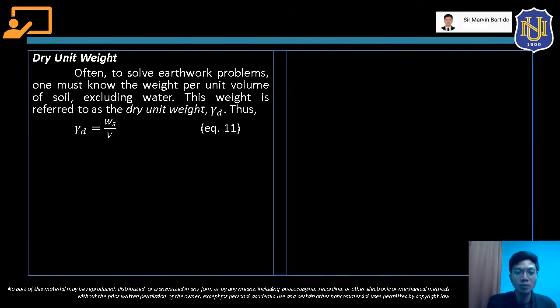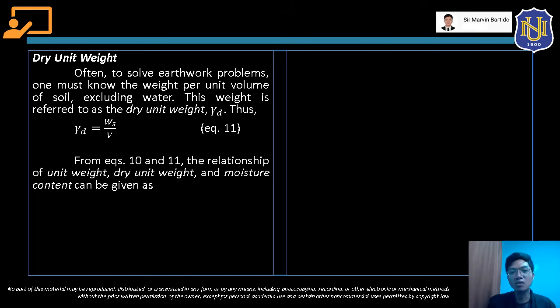Okay. So from here, class, we can derive the relationship of unit weight, dry unit weight, and moisture content. We can use equation 10, which we derived in the previous slide, and this equation 11. So this will be our equation 11. So our equation 10, class, that is unit weight is equal to W sub S times 1 plus water content over the total volume. Okay, class, look at this gamma dry. Class, our gamma dry is W sub S over V. So it is W sub S over V.